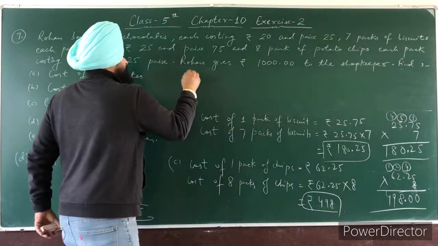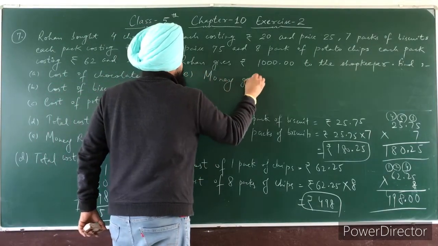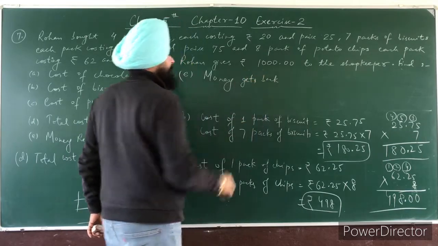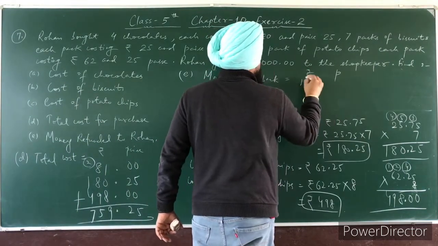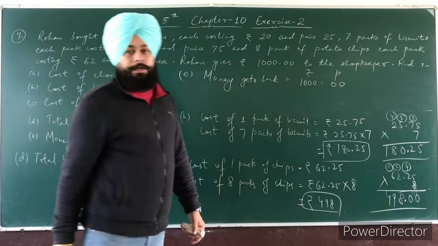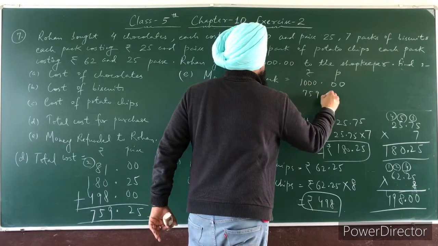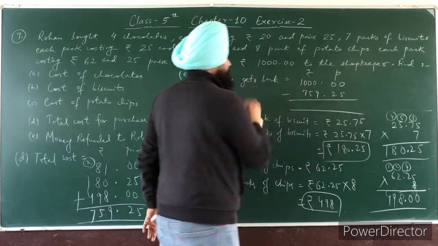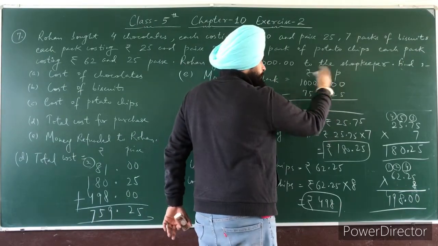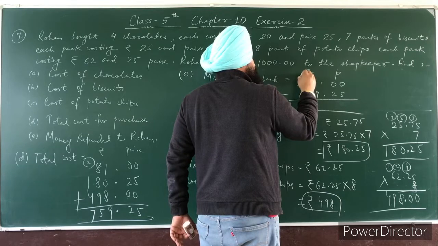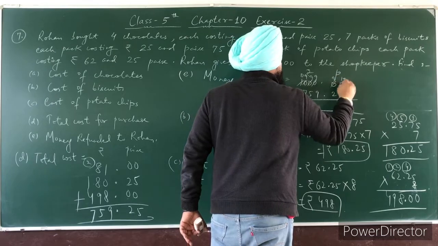So in the E part you will find your money refunded, or you can write money gets back from the shopkeeper. So Rohan gives how many rupees to the shopkeeper? Rupees 1000, and the total cost for all the items is rupees how much? 759 and 25 paise. So now subtract this. 5 is greater than 0, so this will take one from this one. So it becomes 0, this is 9, 9, 9 and 10.